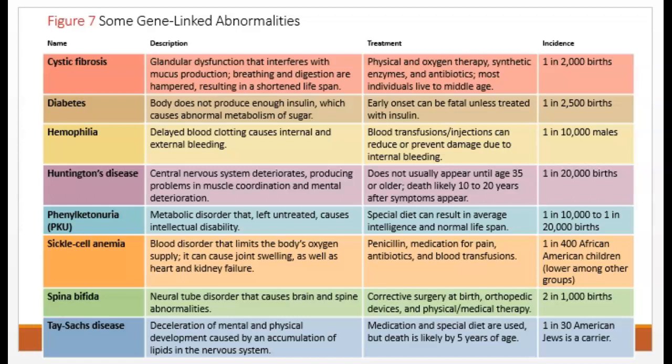If any gene-linked abnormalities run in your family, genetic counseling may be helpful. Genetic counselors provide their clients with information regarding the kinds of problems seen in this chart, the odds of encountering them, and also helpful strategies for offsetting some of their effects.